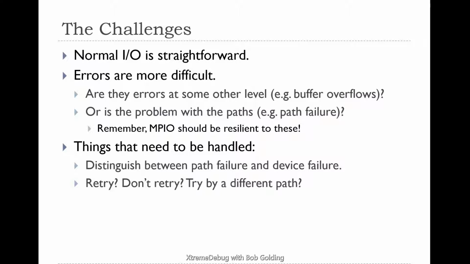Things that need to be handled when developing this: it is very important to be able to distinguish between path failures and device failure. A path failure can be handled by MPIO. The path can be put out of service, but a device failure is different. We need to be able to distinguish between the two because we may want to send the error up to the upper layers and not try to handle it within MPIO.